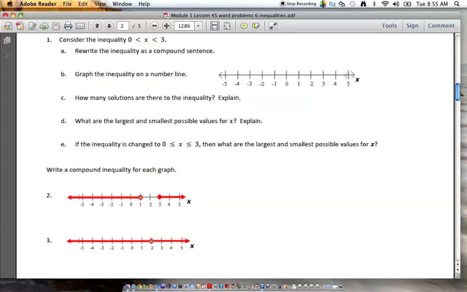For the one that says how many solutions are there to the inequality, are we talking about integers or everything? Everything. Infinite. Yep.